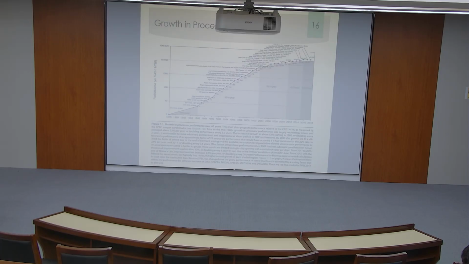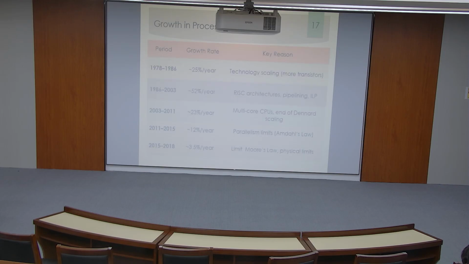So there is a slow-down in processor performance growth. This picture on the screen depicts the performance of processors from 1978 to 2008. To summarize, between 1978 and 1986, we had 25% improvement in processor performance. And we're going to see what the reason was. The reason was technology improvement, more transistors on a single processor chip.